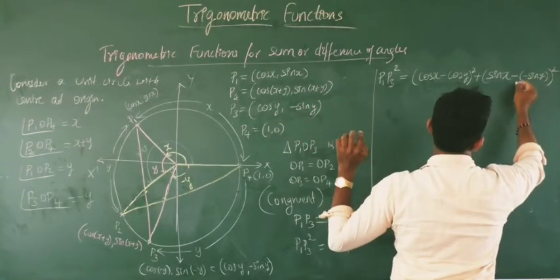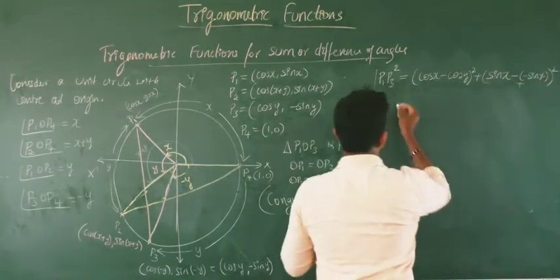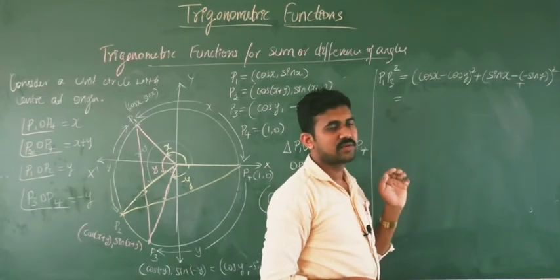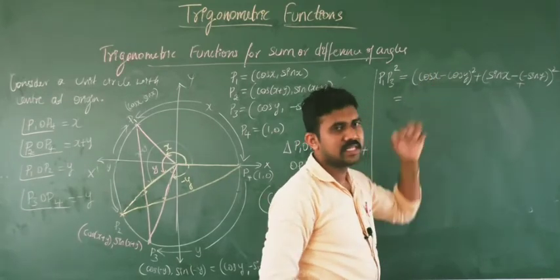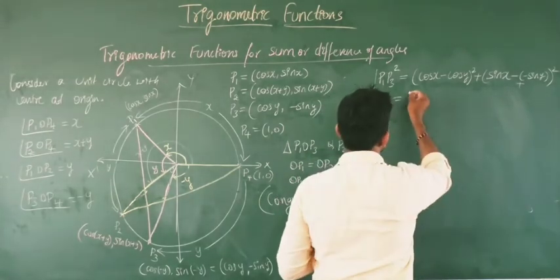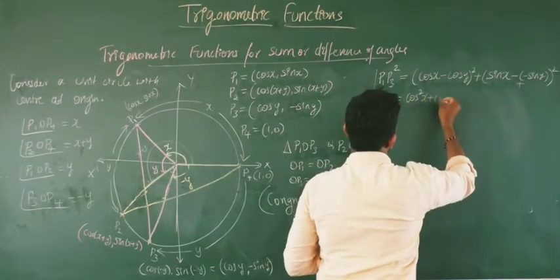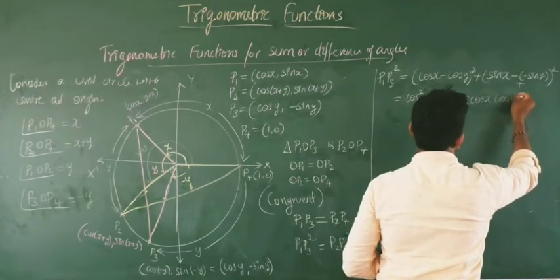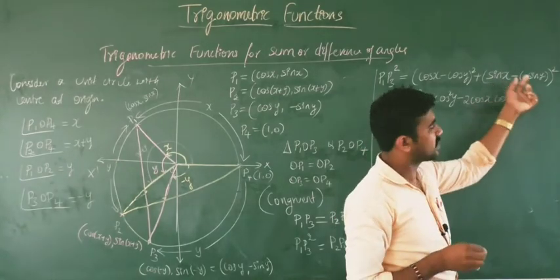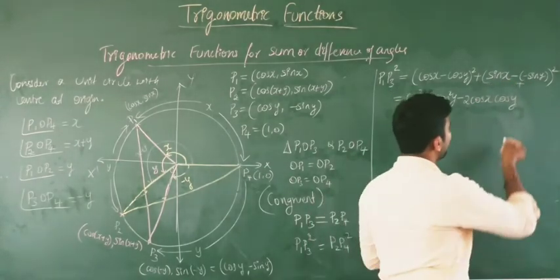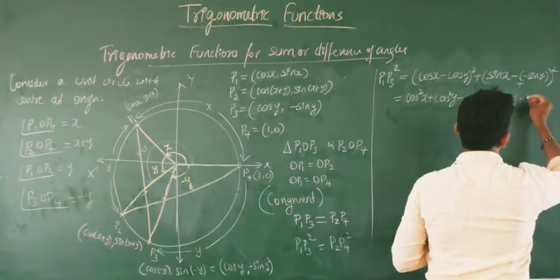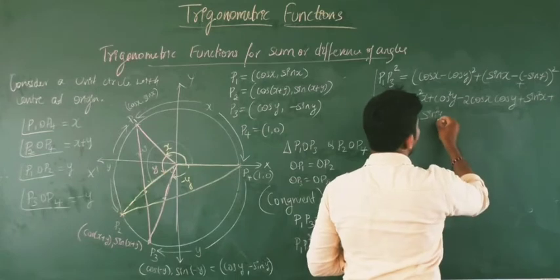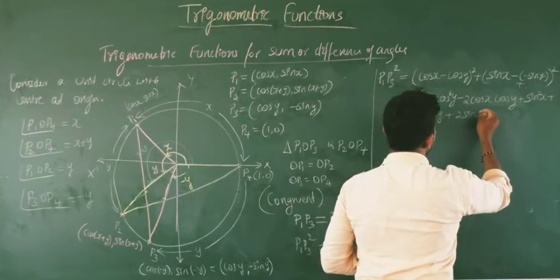But here minus and minus will get plus. Okay, so here to expand this square we can use the formula (a minus b) whole square, that is a square plus b square minus 2ab. So cos square x plus cos square y minus 2 into cos x into cos y. Similarly, (sin x plus sin y) whole square, here you can use the formula (a plus b) whole square, that is sin square x plus sin square y plus 2 into sin x into sin y.